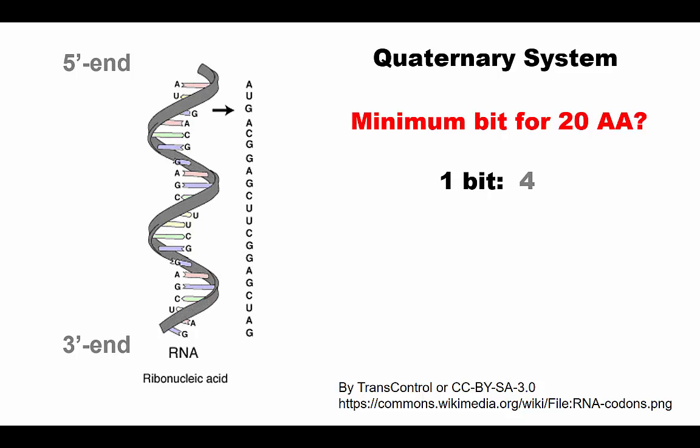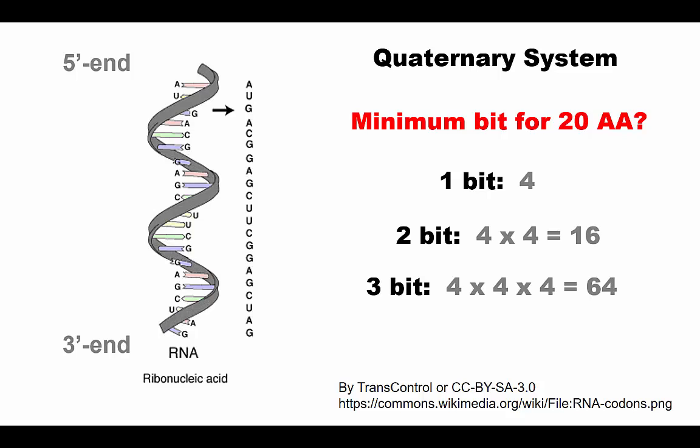How about 2-bit? With 2-bit, you have 16. Is that enough? Actually not, right? Then how about 3-bit? Yes, now you have more than 20, 64. Even though you utilize the 24 amino acids and maybe 2 for 1 starting, 1 ending, you still have enough information units to encode all the amino acids.